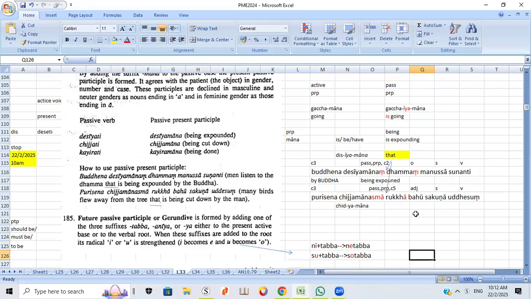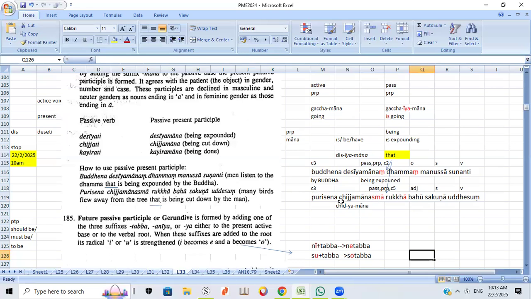If you look at that, can you see the word bahu sakuna? That means this is the adjective to the word many birds. And then this is a plural. This is AOR, meaning flew away. Can you see this is ablative and this ablative? So that means flew from the tree.